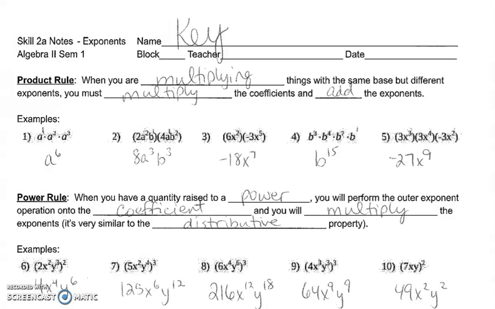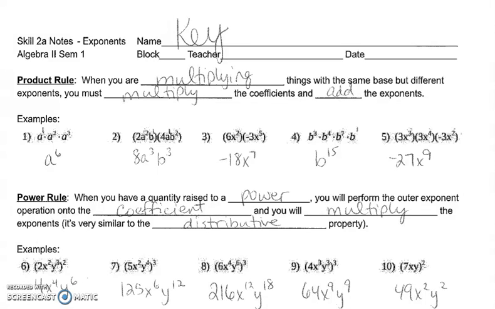Number 2. This one gets a little bit more complicated. You obviously have coefficients and you have different variables. So you're going to multiply the coefficients. 2 times 4, which is 8. So you do normal multiplication with the numbers. And then you're going to do the work with the exponents for the a's. The first one has an a to the second. The second one is an a to the first. So add those together, a to the third. The b's, the first one has a b to the first. The second one has a b to the second. So you're going to add those and you get b to the third.